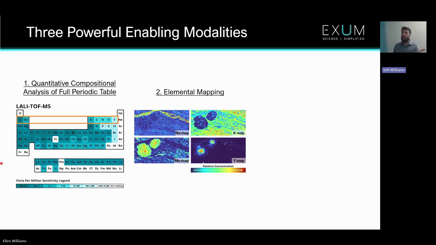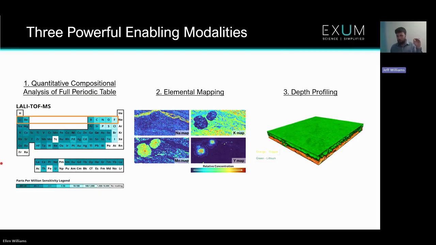And then if we take this map, because we are removing a little bit of material on the order of tens of nanometers per laser shot, we can just keep doing it and then make a 3D reconstruction of where that chemistry is as well.